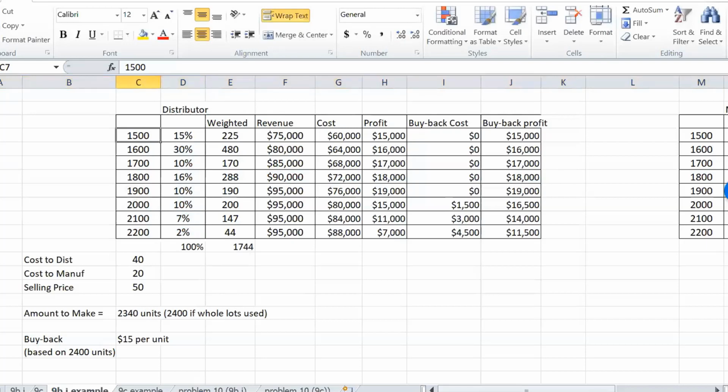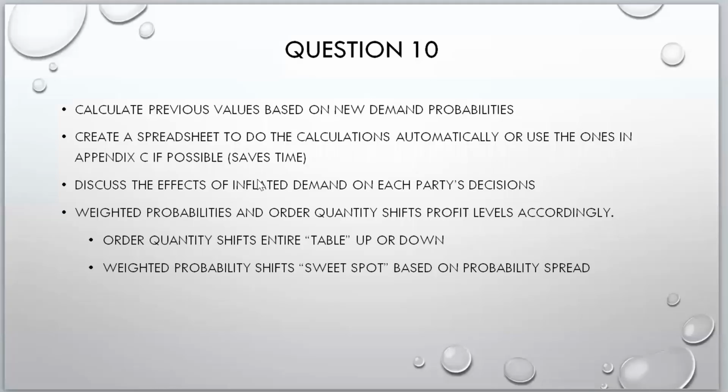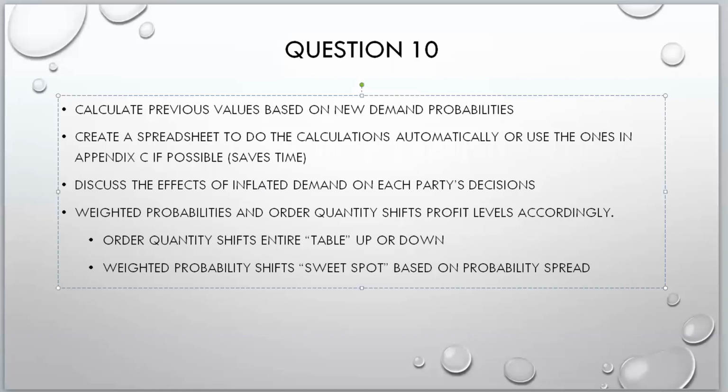So inflated demand isn't going to change the location in that chart where that sweet spot is. The probability will, but the inflated demand, as long as each of the spaces between the variables are the same, won't change much. So just keep that in mind when you answer question 10. Okay.